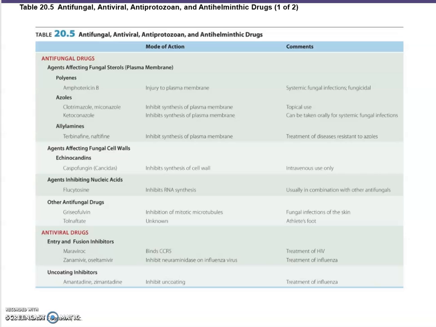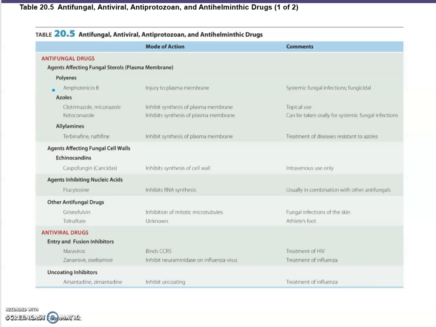So you can take a look at where those cells are different, and an obvious difference will be the cell walls. So you can expect antifungal drugs to act mostly on cell walls and try to exploit the differences between fungal cells and mammalian cells. So here are the agents listed that you should know: polyenes, where amphotericin B is an important one that we should know.